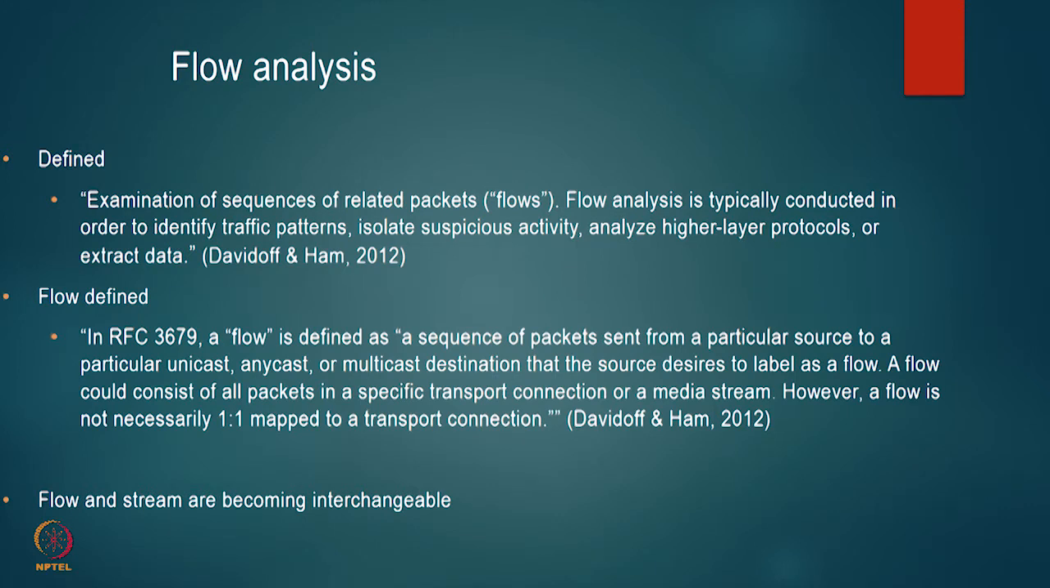A flow is defined in RFC 3679. It is a sequence of packets sent from a particular source to a particular unicast, anycast or multicast destination that the source desires to label as a flow. A flow could consist of all packets in a specific transport connection or a media stream. However, a flow is not necessarily mapped 1:1 to a transport connection. These are all very formal definitions.